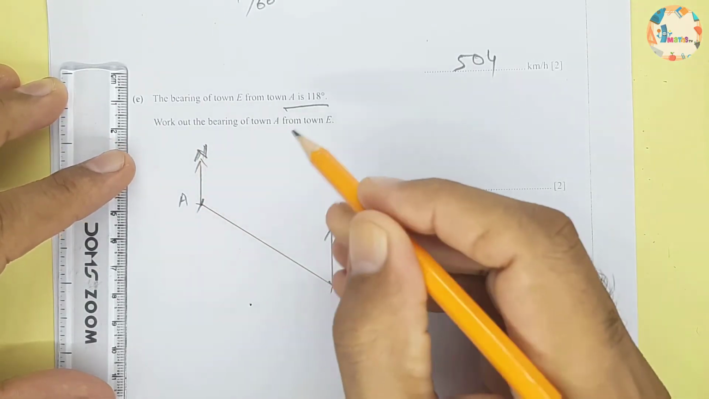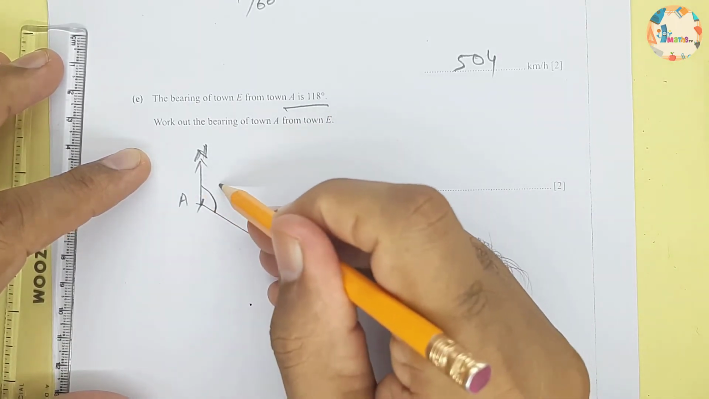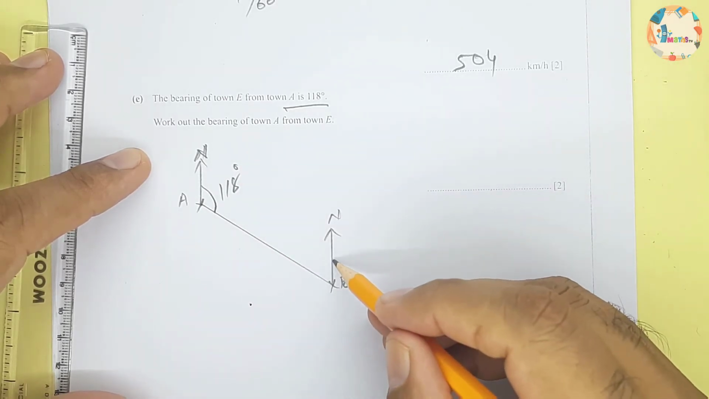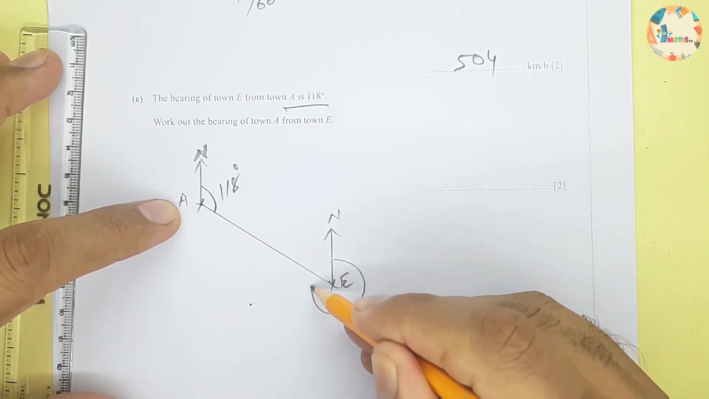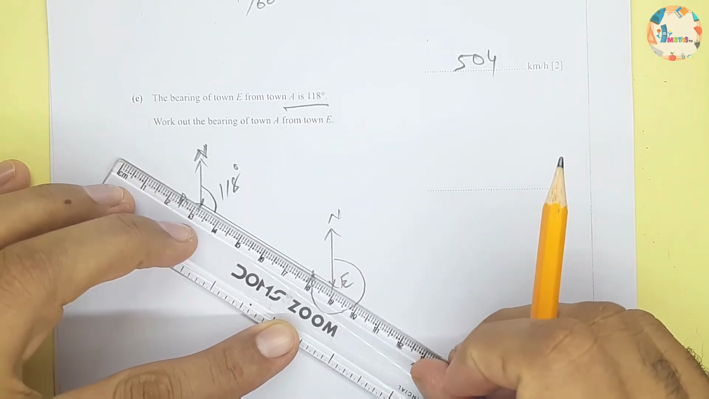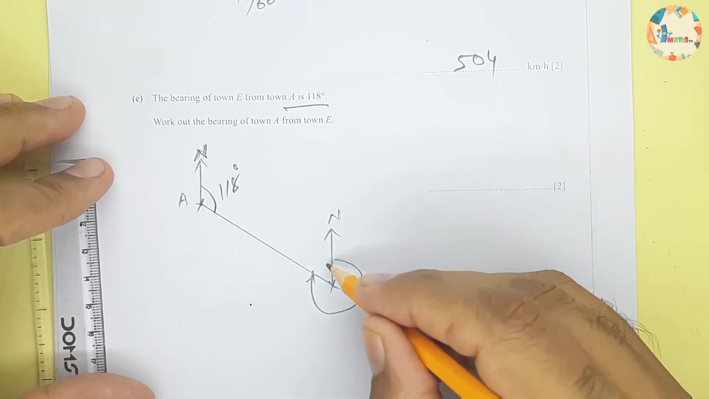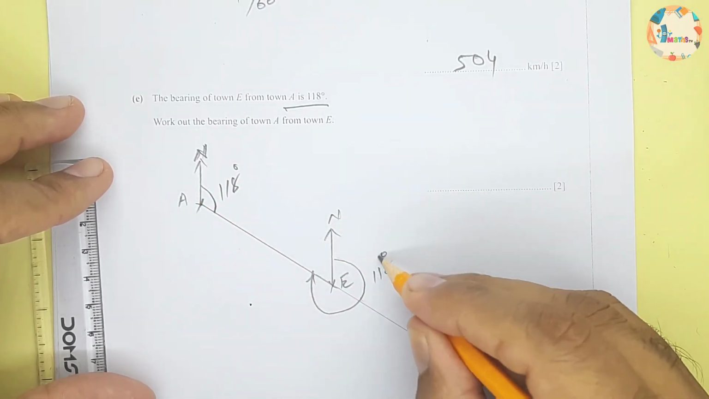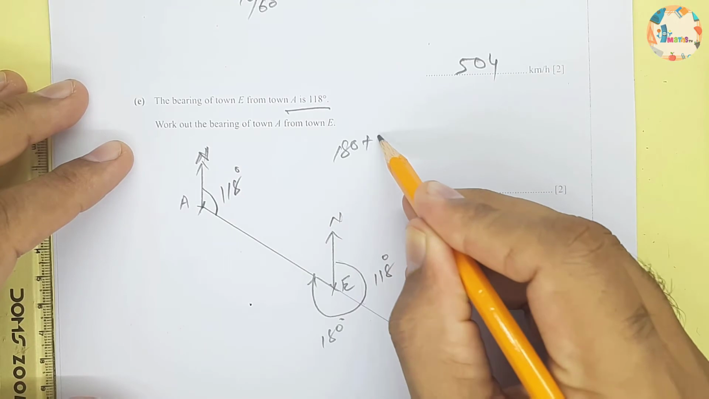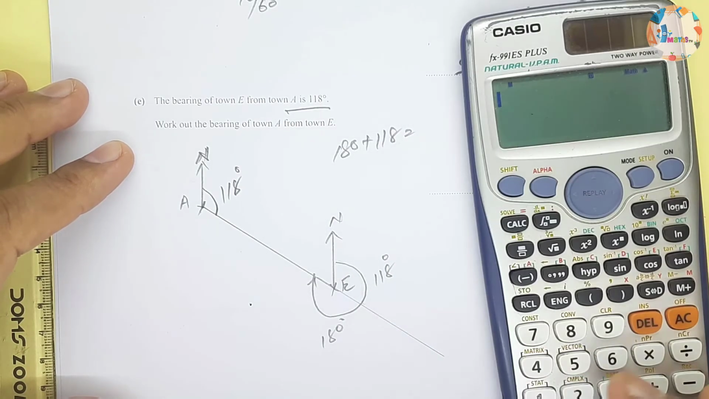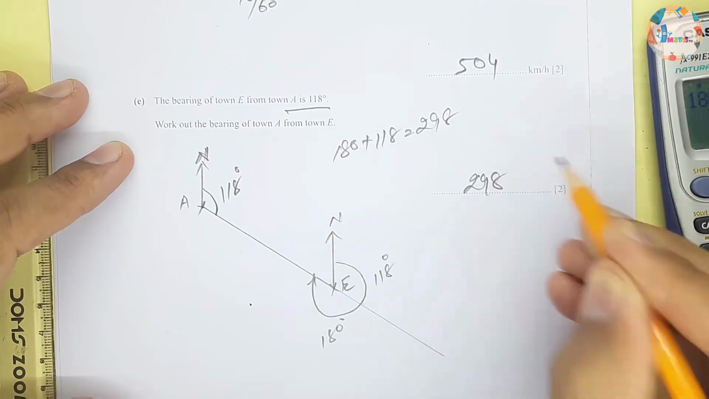They are saying the bearing of town E from town A, so this angle is 118 degrees, and we have to work out the bearing of A from town E. This will be the angle, and if we extend this, this angle is 180 plus 118, which is equal to 298. So the bearing will be 298.